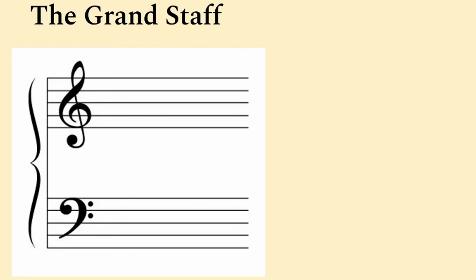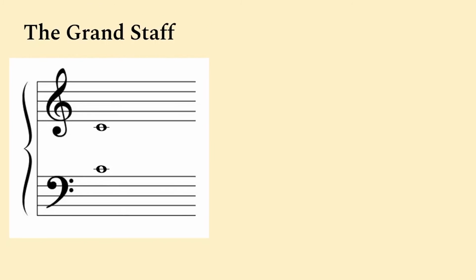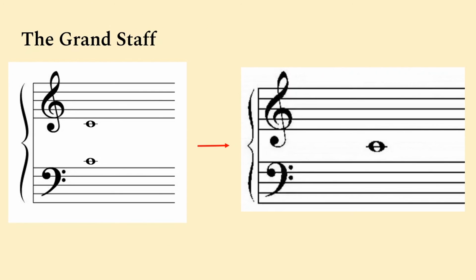The grand staff is most commonly seen in piano music. The interesting thing about a grand staff is that these 2 notes are the same pitch. They're both middle Cs. Therefore, middle C can be thought of as a bridge between treble and bass clef. If you extend this ledger line, it can be thought of as an imaginary line that combines treble and bass clef into one huge staff.